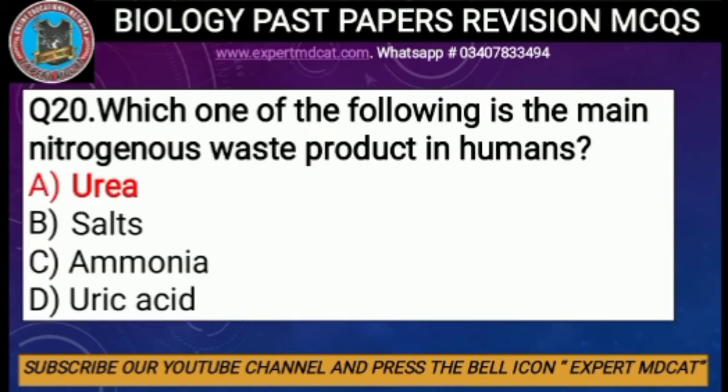Question number 20 is, which one of the following is the main nitrogenous waste product in humans? The correct option is urea, because in humans the nitrogenous waste product is in the form of urea, while in fishes it is in the form of ammonia. In reptiles it is in the form of uric acid. So here we have been asked about humans, and that is urea.